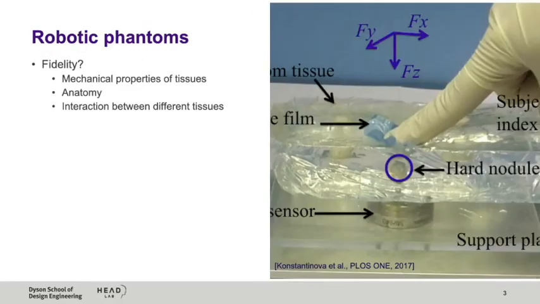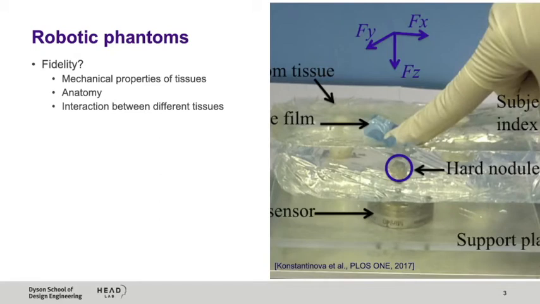So currently there are robotic phantoms. I have shown an example here that is from Trish's lab and published in 2017. Such phantoms are actually quite useful because they can be used in a physical environment to understand the interaction between a hard inclusion, like here a hard nodule, with the soft tissue around it. When a finger is pressing it and moves in different directions, how the location of this nodule and the properties of the tissue are affecting the amount of haptic feedback that is received by the finger.